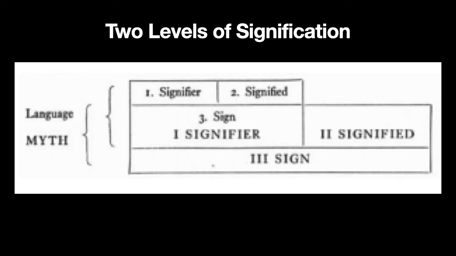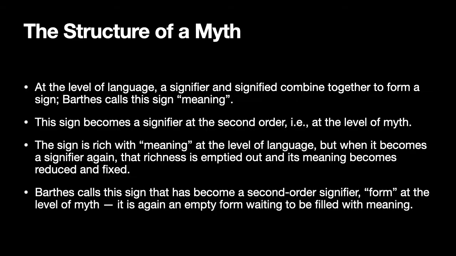And Barthes also has his own terminology for these concepts. At the level of language, a signifier and a signified combine together to form a sign. We have already mentioned this. And this sign that is produced at the first level, Barthes calls meaning. If you think of a word, it is easy. The sound image of the word is a signifier, the concept that it refers to is the signified, and when the word and its concept come together associatively, then we get meaning.